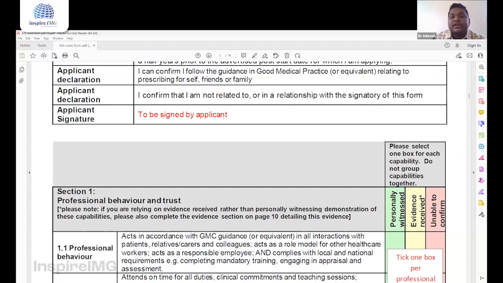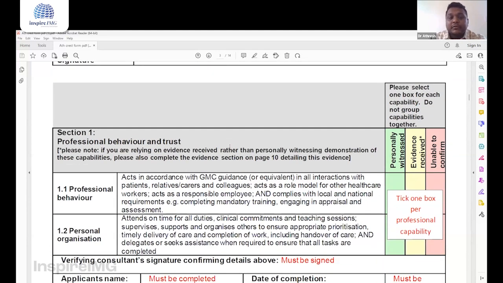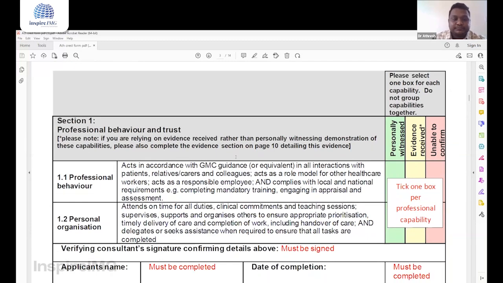Next, you need to confirm that you're not in any relation with the person signing the CREST Form. You're not family or friends or someone you know outside of your workplace. As for where you can download your CREST Form, there are many websites. I would say the most legitimate website would be the Oriel website, which is by Health Education England. So you get the proper and most up-to-date form, and you will not be in any form of trouble later.